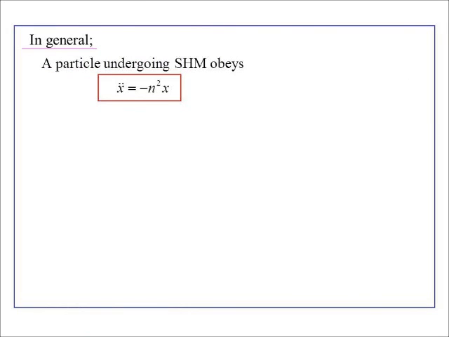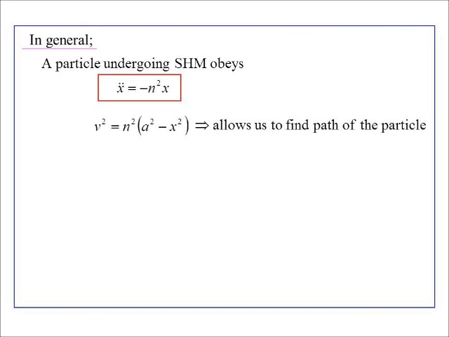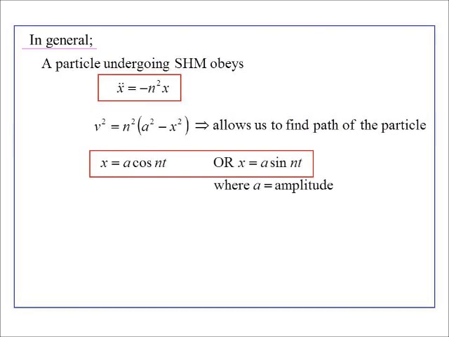So all right, what can we quote? What can we use? We know acceleration is minus n squared x. We can quote that. V squared equals n squared times a squared minus x squared. Can't really quote it. However, if it's one of those questions that might only be worth a mark, then yeah, it's acceptable. They'll allow you to do that. It allows us to find the path of the particle. That's one of the useful things it's there for. We then know x is a cos nt, or sine, depending on which problem we have, whether we're starting at the origin or we're starting at the amplitude.